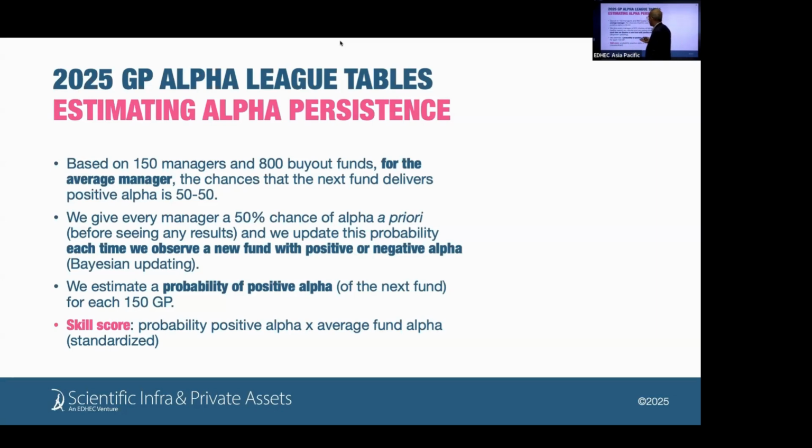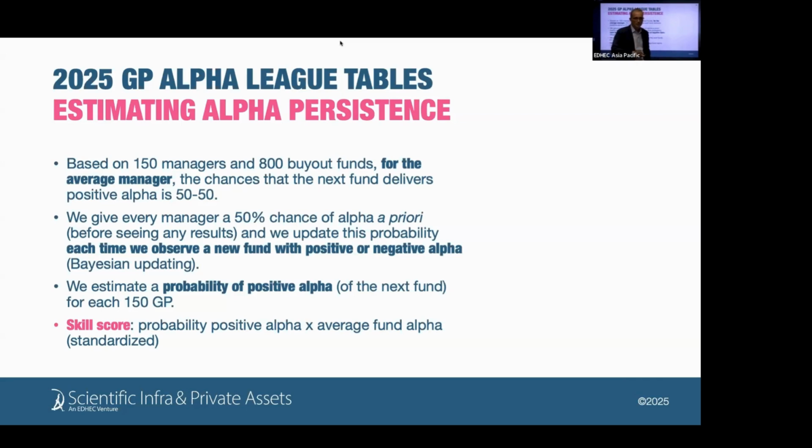And conversely, for some managers, we'll see one positive alpha fund and one negative alpha fund and one positive alpha fund, etc. So basically, it's going to hover around 50% because we don't know better. As far as we can tell, they keep winning sometimes and losing sometimes. And then some managers keep basically delivering negative alpha funds, in which case this probability will decrease as we observe more of the funds.